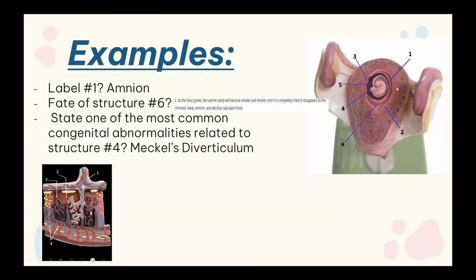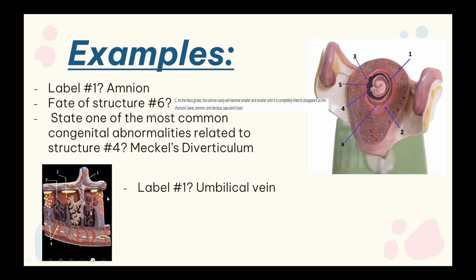Okay, so what is the label of number 1? We know this. This is the amnion. Fate of structure number 6. So this is the uterine cavity, and we know as the fetus continues to grow, the cavity will keep getting smaller and smaller until it is completely filled and disappears as the chorion laeve, amnion, and decidua capsularis fuse together. And state one of the most common congenital abnormalities related to structure number 4. Structure number 4 is the yolk sac. We have learned many, but the most common one is Meckel's diverticulum.